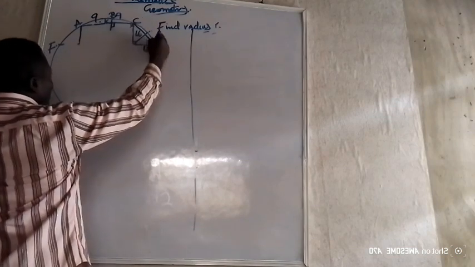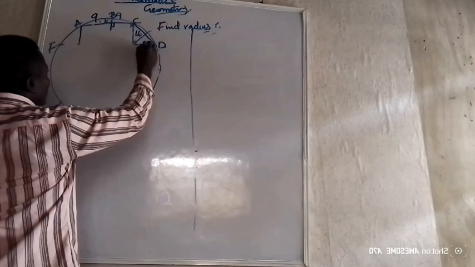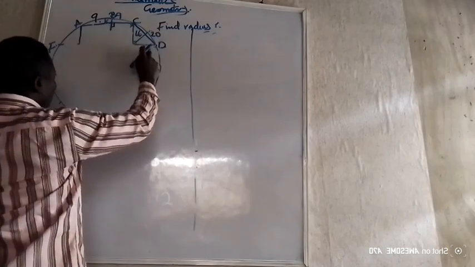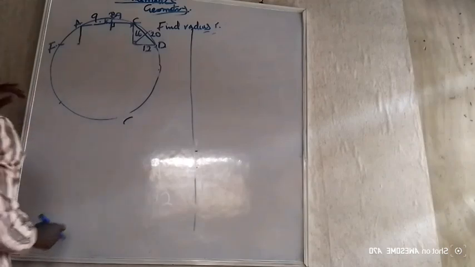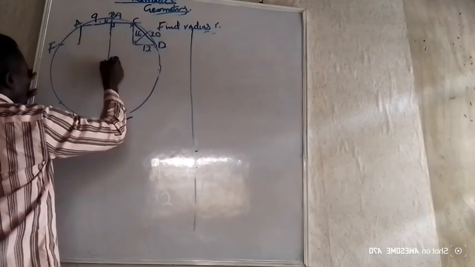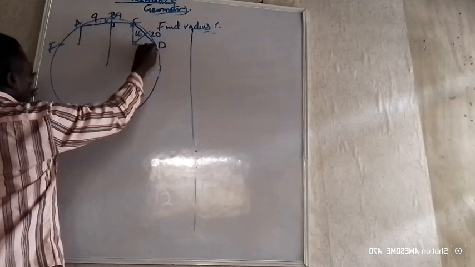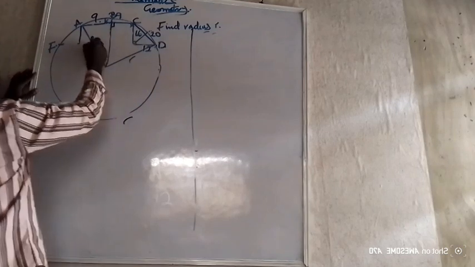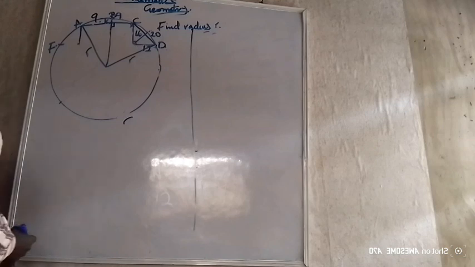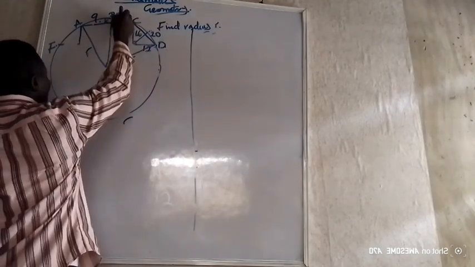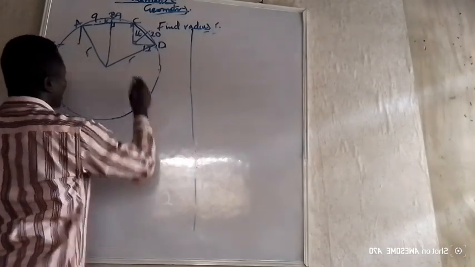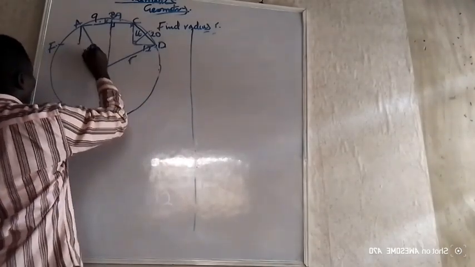From this place to this place, once we use Pythagoras, we realize that this place is 20, from 3, 4, 5. That's 20. Now let's put the center here. And from here to here, this is R, this is R, the radius of the circle. This place is 9, this place is 9. The total length is 18.